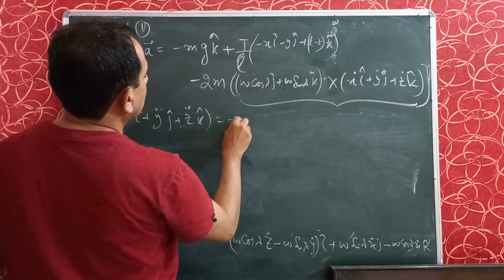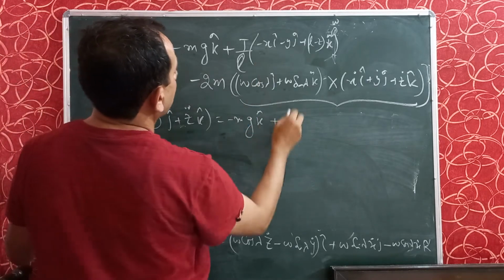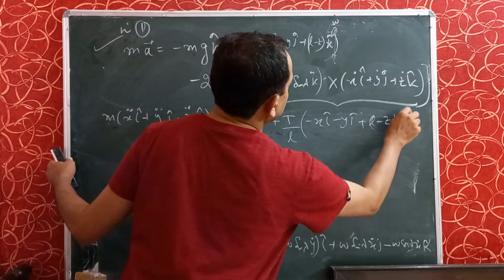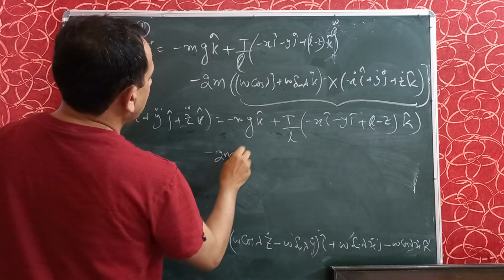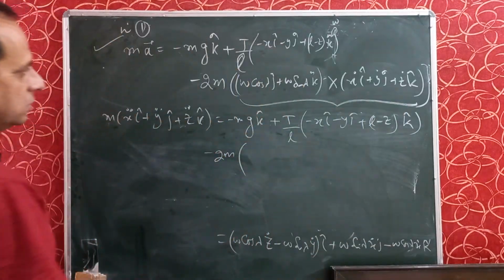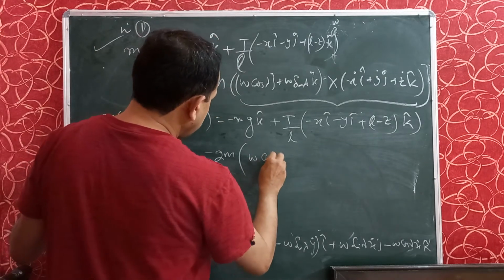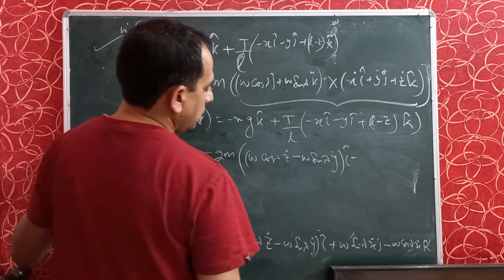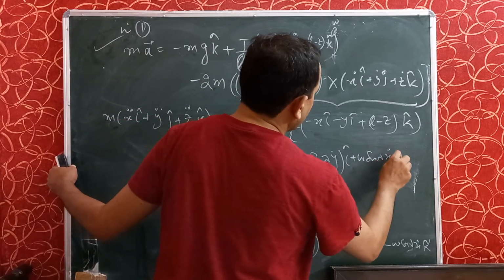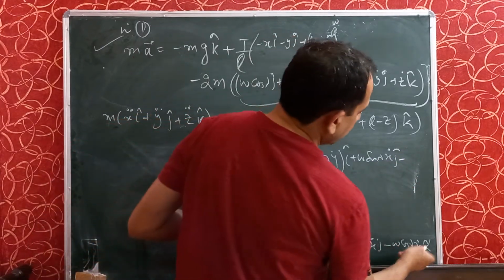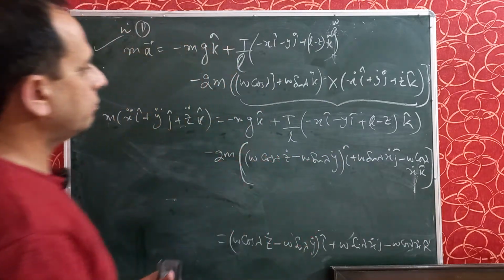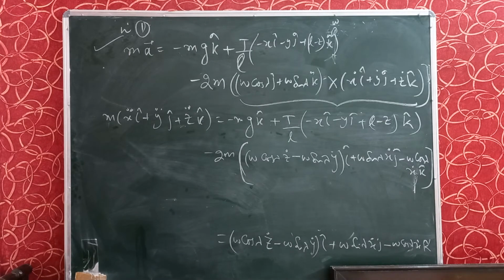Now it is minus m g k cap, plus T over L into minus x i, minus y j, plus L minus z into k as it is, and minus 2m, and the value of this cross product is this. So we will put this value, that is omega cos lambda z dot minus omega sin lambda into y dot into i cap, plus omega sin lambda into x dot j cap, and minus omega cos lambda into x dot k cap. Is it clear? We have found the values of all vectors in their component form.